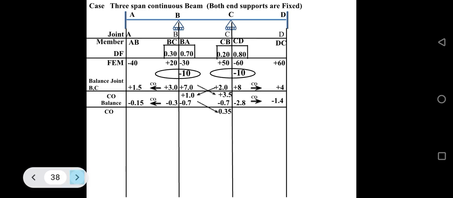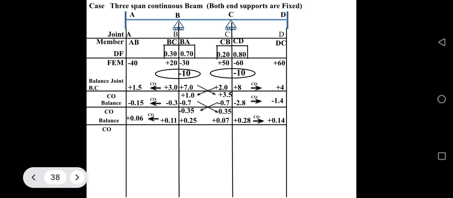Intermediate carryover from B to C and from C to B: half the moment with the same sign can be carried over. Now again, because of this carryover the joint becomes unbalanced, so we need to balance it by multiplying with the distribution factor. So 0.35 is multiplied with 0.3 and 0.7 but with the opposite sign. So distribution with the opposite sign, carryover with the same sign. That rule you should remember. And end carryovers are possible. You can see here end carryovers are possible.